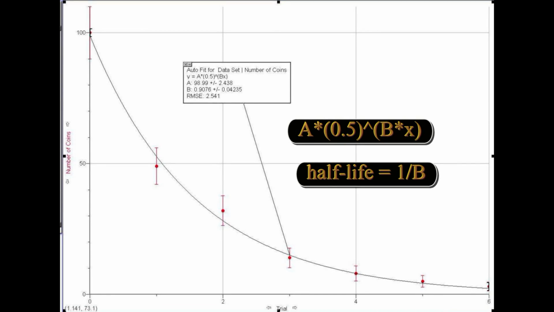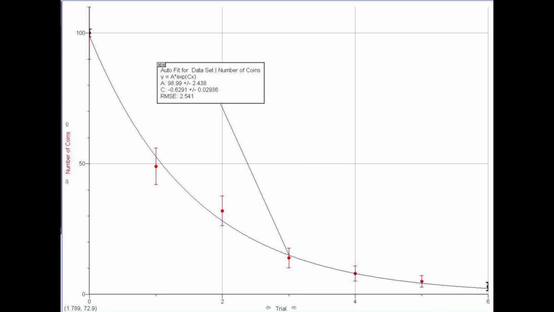Fit a function of the form a times 0.5 raised to the b times x. The inverse of b is the half-life. Now fit an exponential curve to the same data. From this fit you can determine lambda, the decay constant.